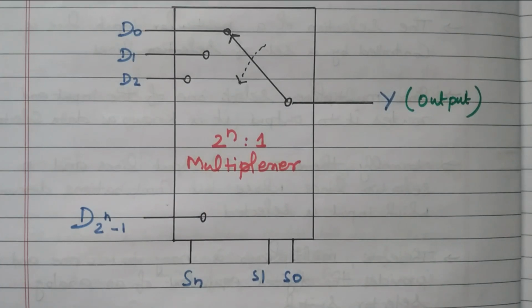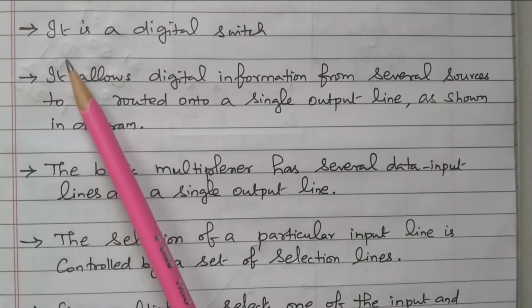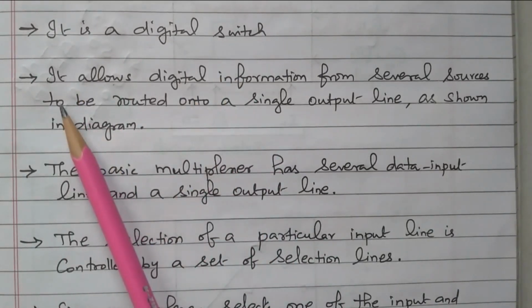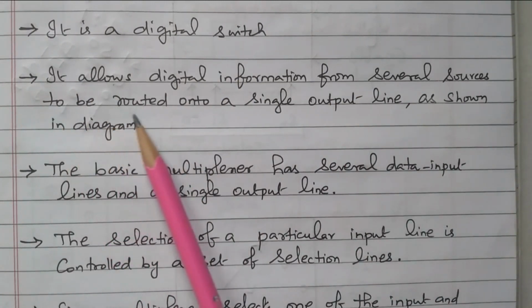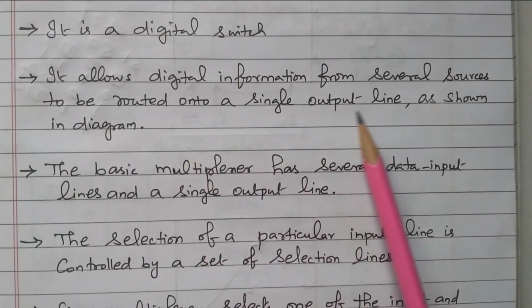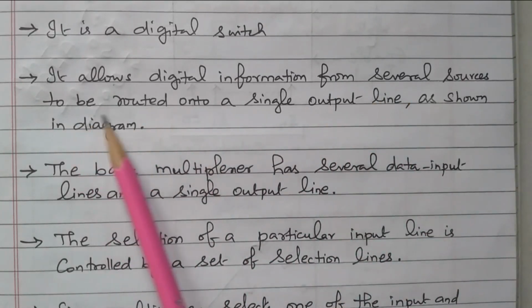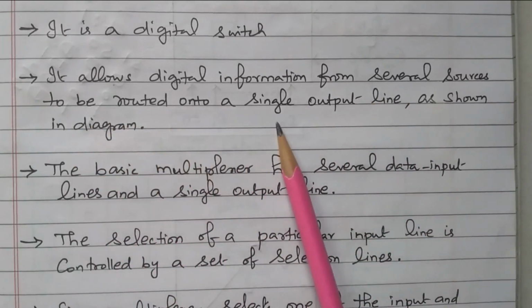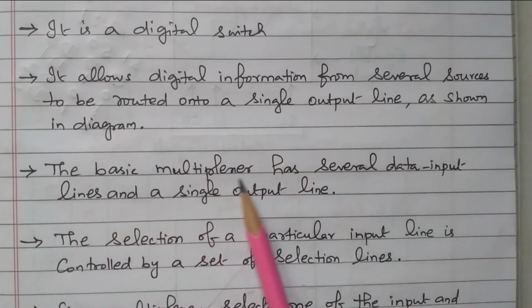Now we'll see the description. It is a digital switch. It allows digital information from several sources to be routed onto a single output line as shown in the diagram, right? So the several sources, several inputs, are routed to a single output. The basic multiplexer has several data input lines and a single output line, right? Several inputs to the single output.